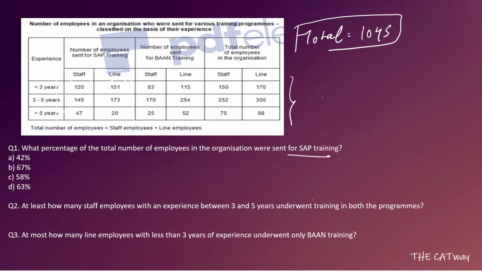So it is 120 plus 151 plus 145, 173, 47 and 20. When you add all of these, you are going to get 656. This is for SAP.